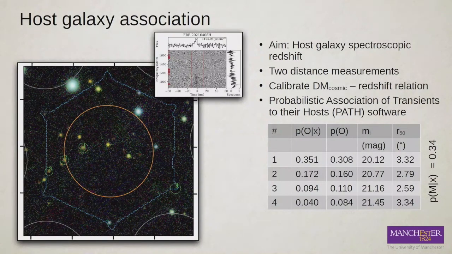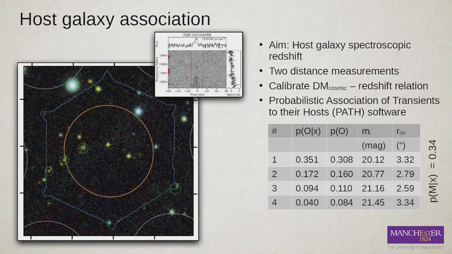Okay, the next thing I want to quickly talk about is host galaxy association. And obviously the idea is to get the host galaxy spectroscopic redshift, and we use the PATH software to do that. The PATH software assigns a prior probability for each galaxy within the localization region based on secure host associations, and then computes the posterior probability.